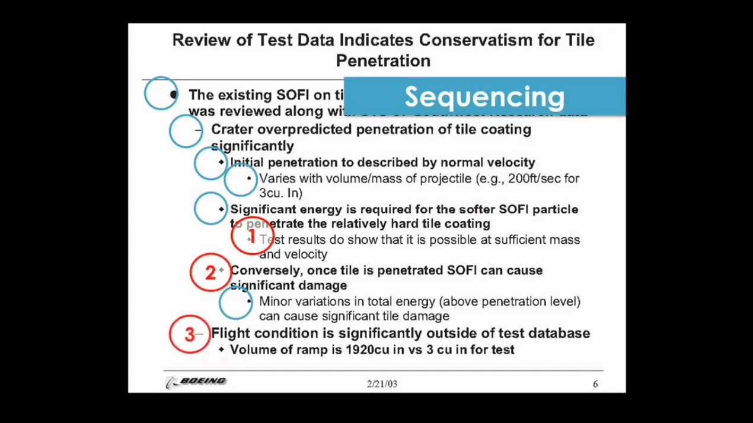Spray-on foam insulation can penetrate the hard tile coating. If it does, it could do a lot of damage. How much, we don't know. The impact is 640 times what we tested for in our model.